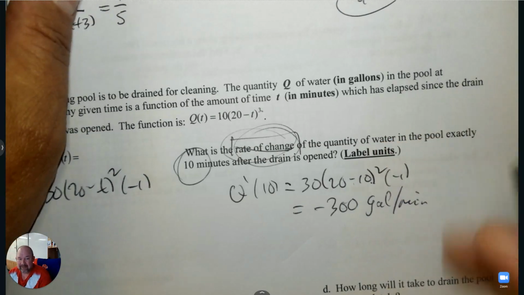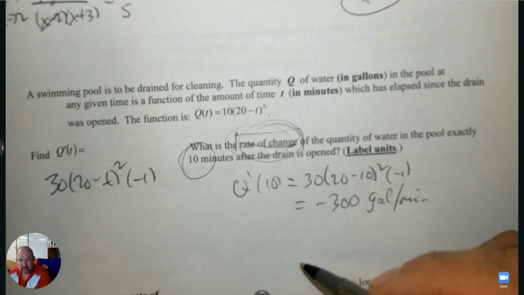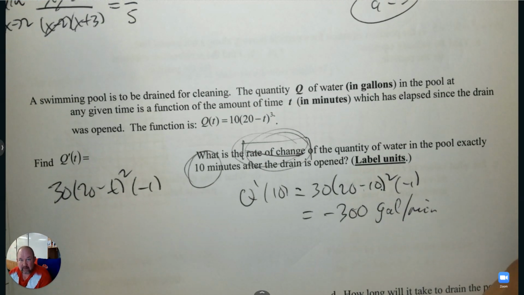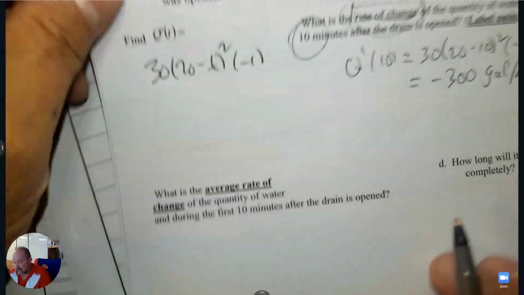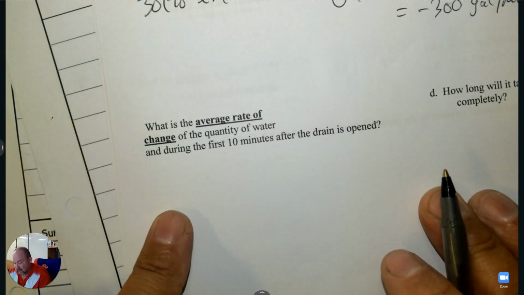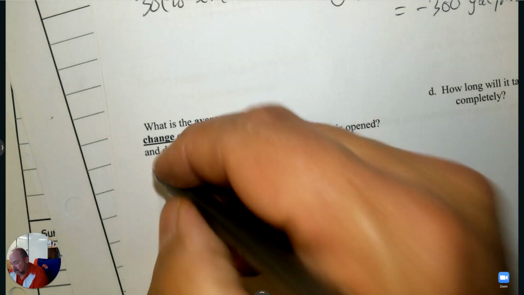That's the rate the water is leaving. It's decreasing because you're draining the pool. That's why the rate is negative. What's the average rate of change of the quantity of water? So that's AROC over the first 10 minutes.